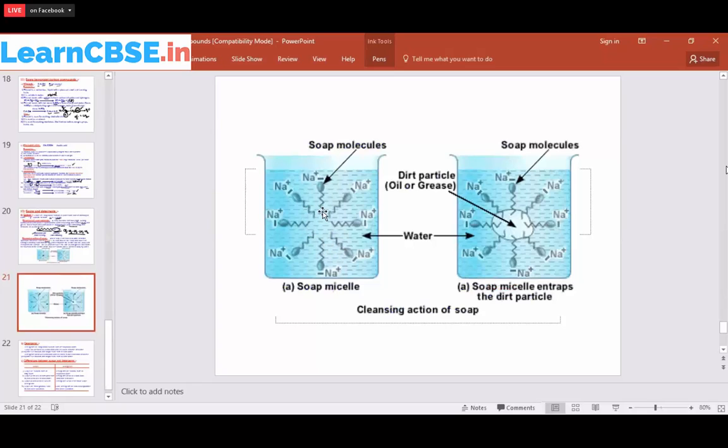So all the hydrocarbon chains are focusing at the center. All the ionic parts are facing outside, because their job is just to make the soap dissolve in the water. That's all. So now here water is there, and this is the dirt. All the hydrocarbon chains are making the dirt soluble, removing the grease from the cloth. So when we add more water, the dirt will move away from our cloth.